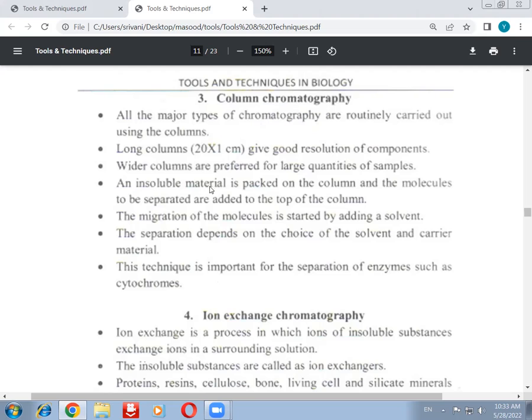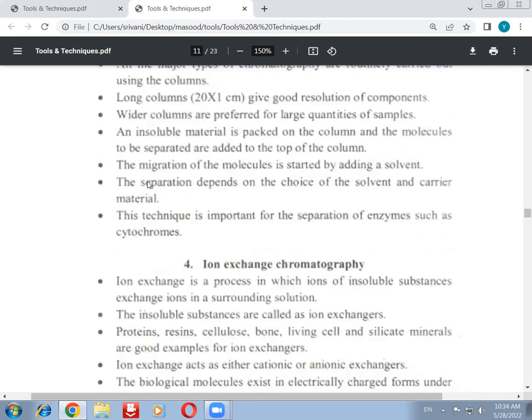An insoluble material is packed in the column, and the molecules to be separated are added to the top of the column. The migration of the molecules is started by adding a solvent. The separation depends on the choice of the solvent and the carrier material.